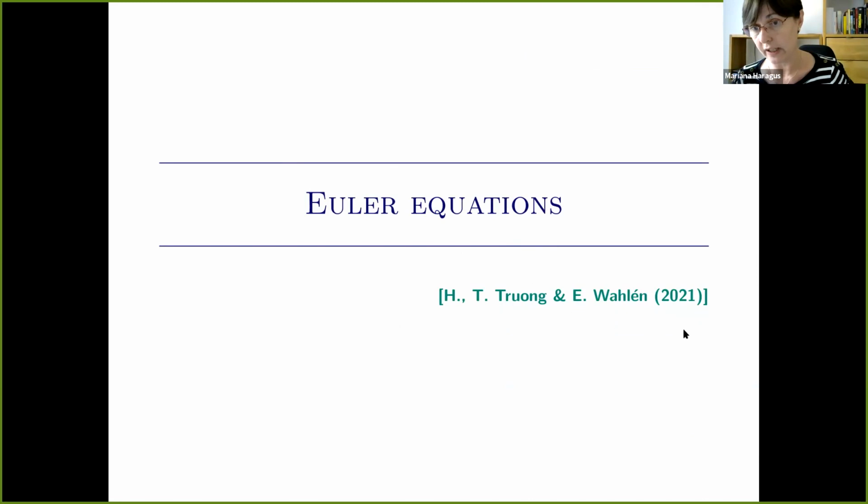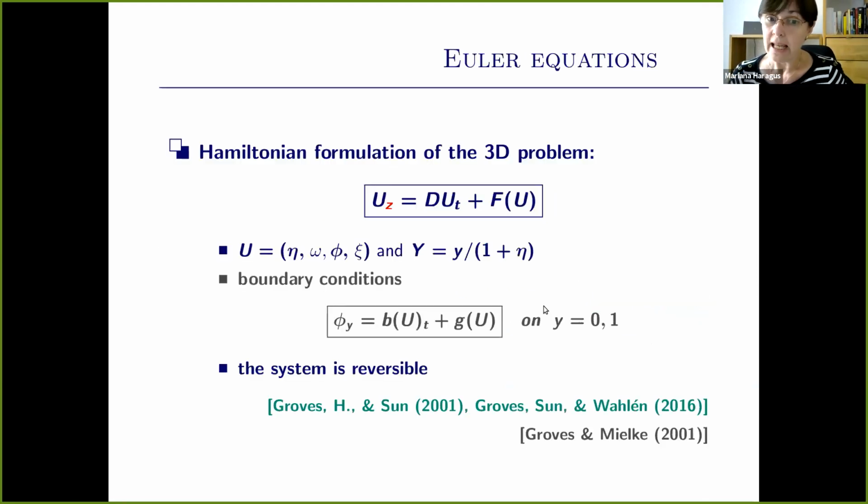And this is actually joint work in progress with Eric Vallen and his PhD student, Tien Truong. And what is the idea? The idea is, of course, we start with a formulation of the three-dimensional Euler equations as in this abstract instability criterion. I won't have time to insist much here. Actually, this is a Hamiltonian formulation for water waves.